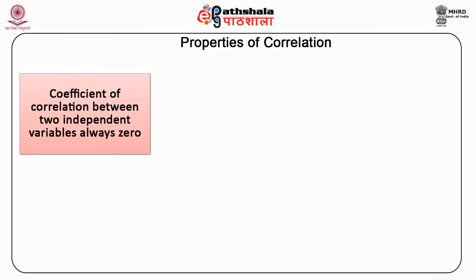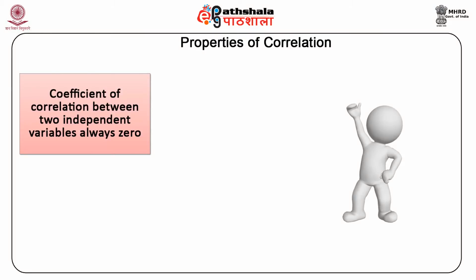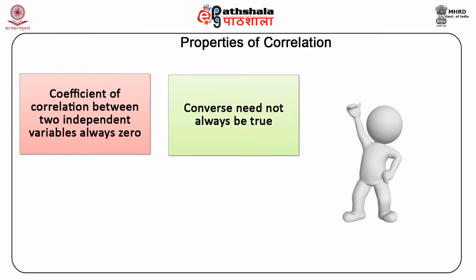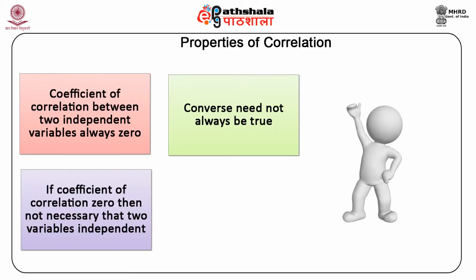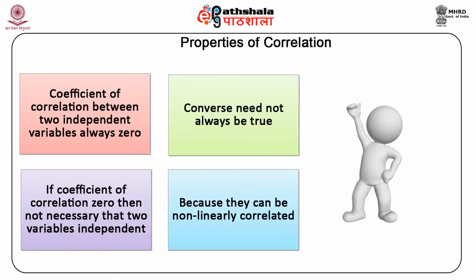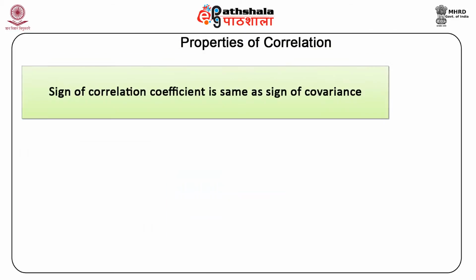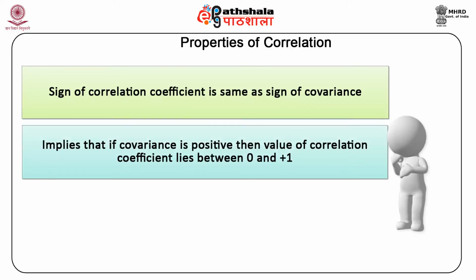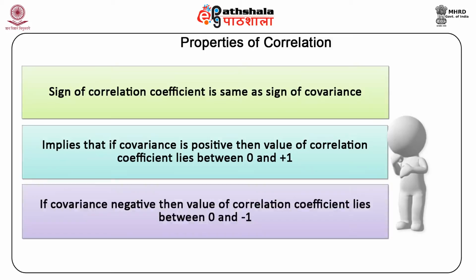The coefficient of correlation between two independent variables is always 0, but the converse need not always be true. That is, if the coefficient of correlation is 0, then it is not necessary that the two variables are independent. This is because they can be non-linearly correlated. The sign of the correlation coefficient is the same as the sign of the covariance. This implies that if the covariance is positive, then the value of the correlation coefficient lies between 0 and +1. And if the covariance is negative, then the value of the correlation coefficient lies between 0 and -1.